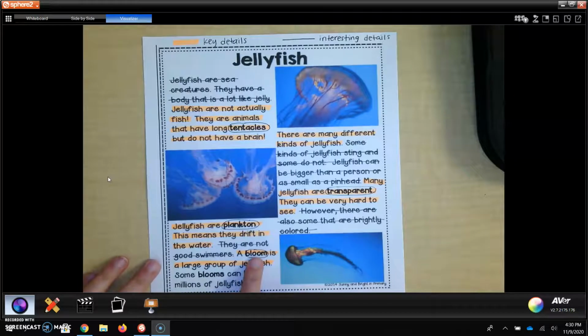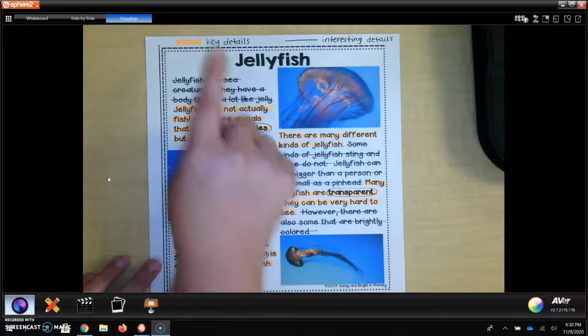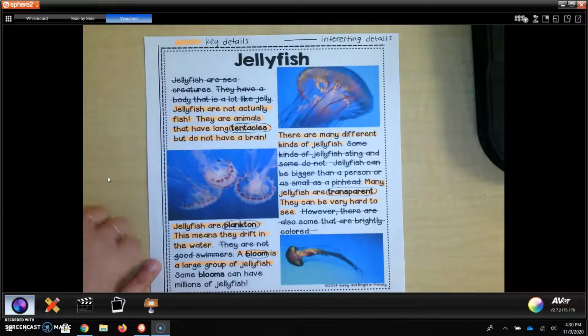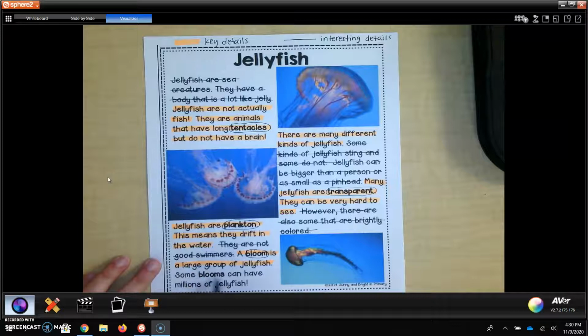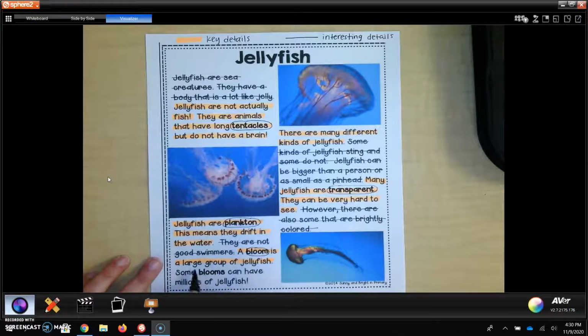And look, we just learned a new word too. A bloom is a large group of jellyfish. Super important for us to know. Now we know what a group of jellyfish are called. And the last one says some blooms can have millions of jellyfish. Well, that's just extra because we know that a bloom is a large group. So if they're telling us millions, we know there's probably going to be a lot of them. So that's just kind of a fun little extra fact.